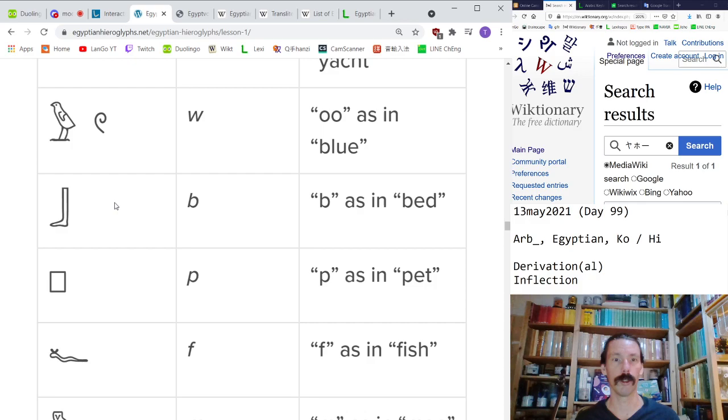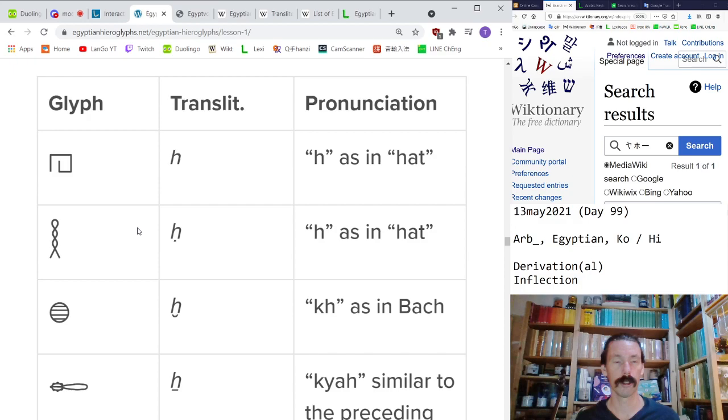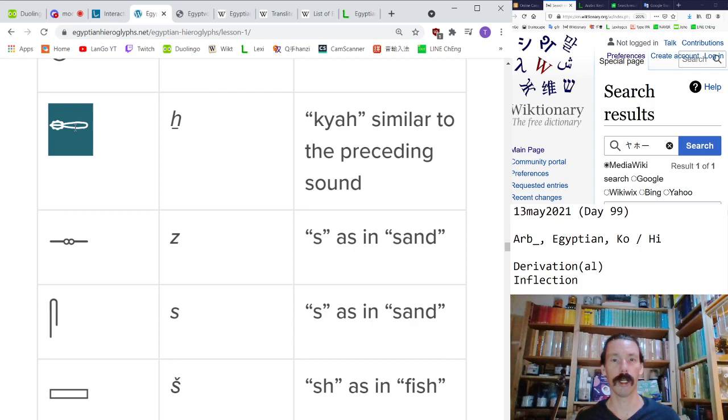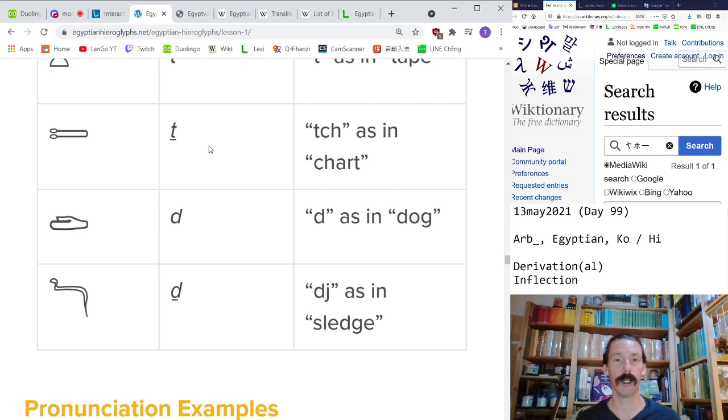I guess we looked ahead to this chart earlier. That's the chart we went through, a subset of them. N as in neat, R as in ready, the R mouth, that's the unilateral. H for house. Was it a twisted cord for the emphatic H? This one says kh as in Bach. Kya, similar to the preceding, K-Y-A-H, that's the palatal fricative. S as in sand, sh as in fish, K as in kite, ch as in chart, D as in dog, J as in sledge.